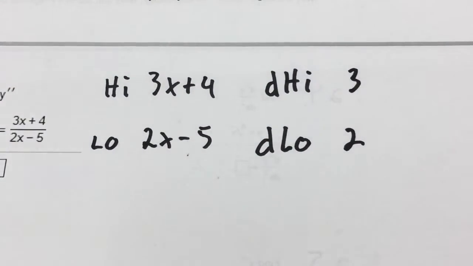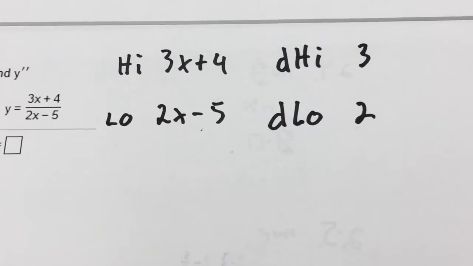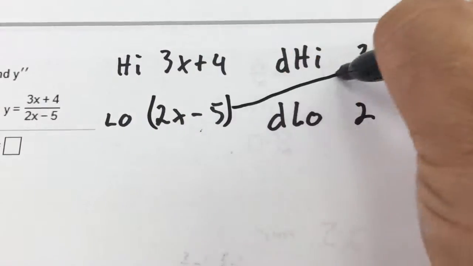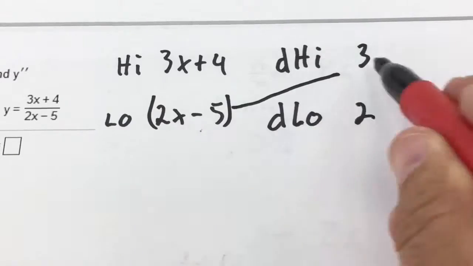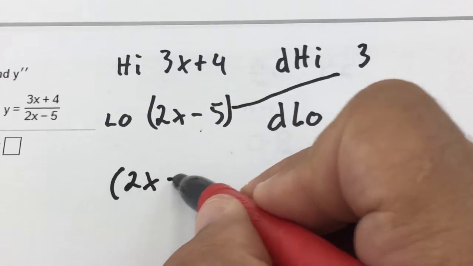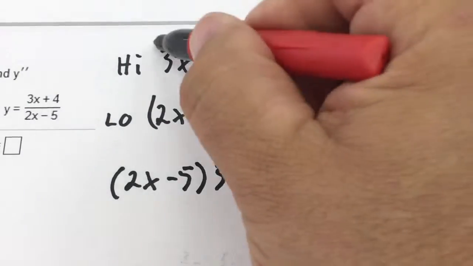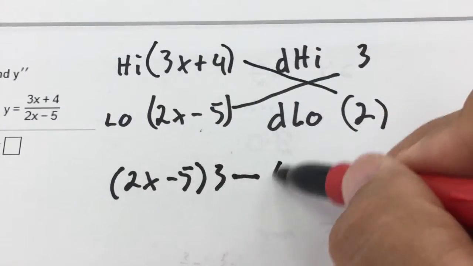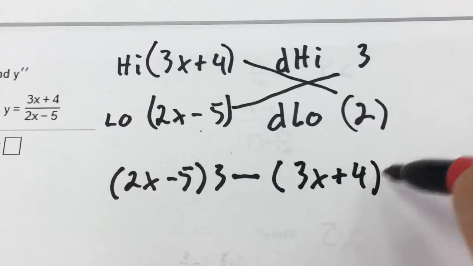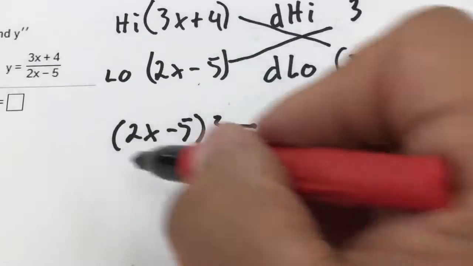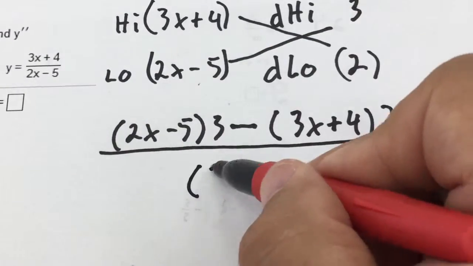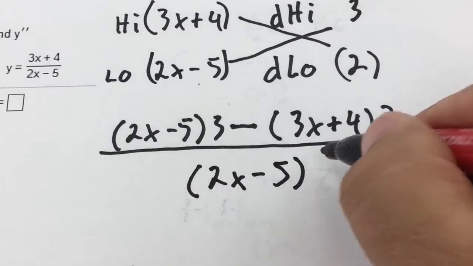So now, because I have to take the derivative of the answer, I'm actually going to simplify it as I work on it. So my low, d high, that's going to be 2x minus 5 times 3. I'm going to distribute that 3 when I'm done. Minus high, d low, that's going to give me 3x plus 4 times 2. And I'm going to distribute that and simplify it. I draw the line, and then I square the low. So I have to wrap it and square it.